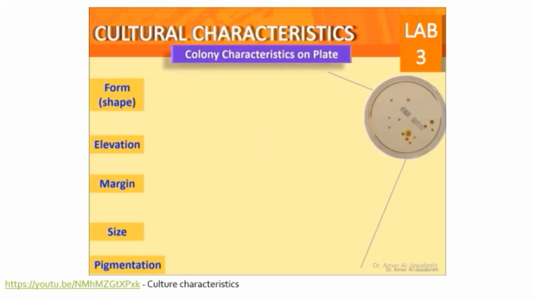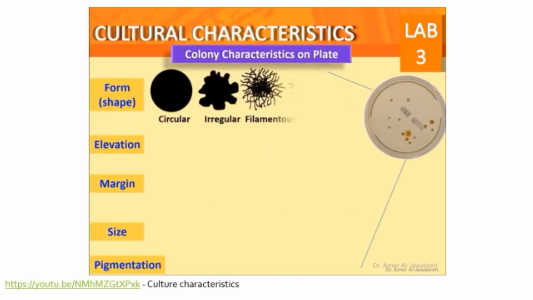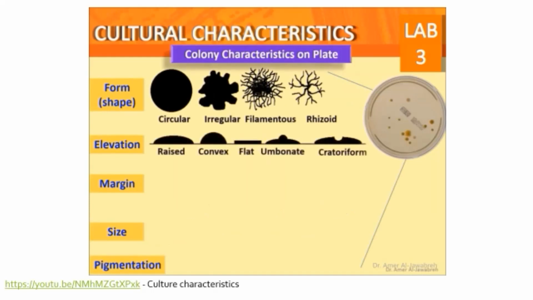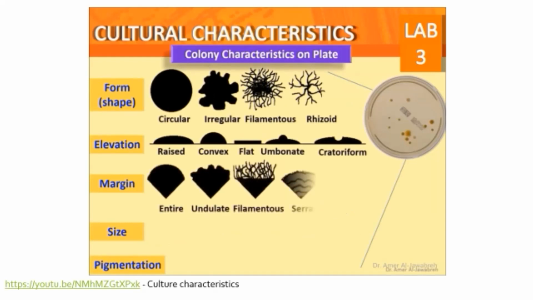Form: on the plates, the colony will appear in different formats, whether circular, irregular, filamentous, or rhizoid. Elevation: raised, convex, flat, crateriform. Margin: when you view the plate, the margin may be entire, undulate or wavy, filamentous, serrate or tooth-like, or lobate, with marked indentation.